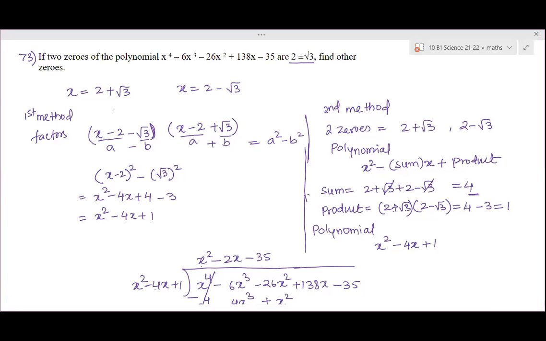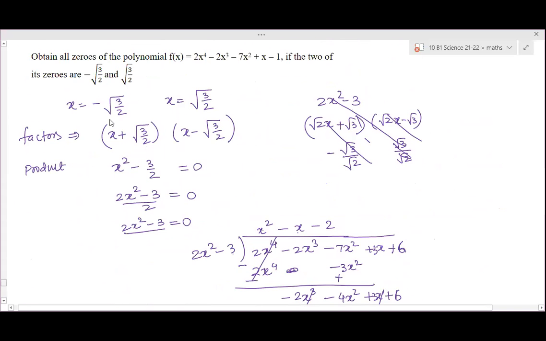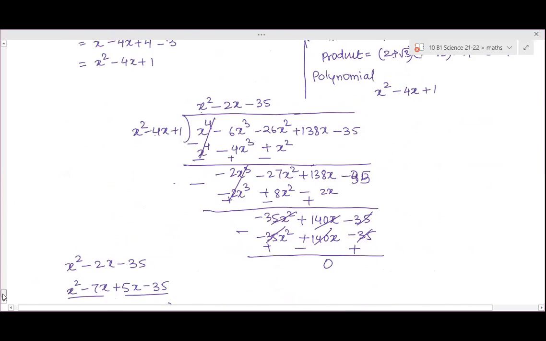For all these questions, taking the product was easier. So therefore, I'm not explaining the second method. If these two are the zeros, find the polynomial. Here also you will get the same way. Clear? Yes, ma'am.